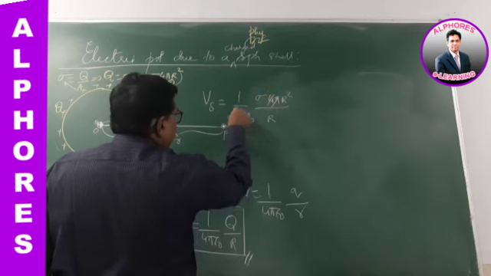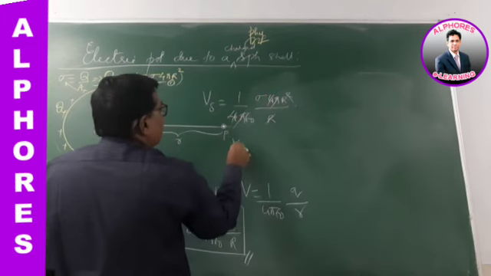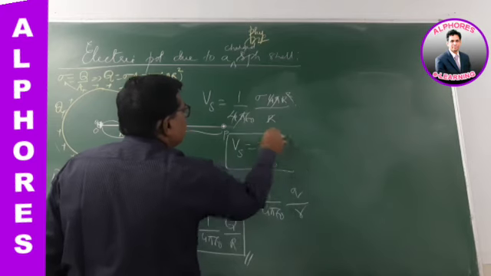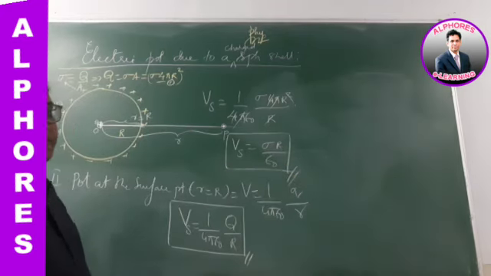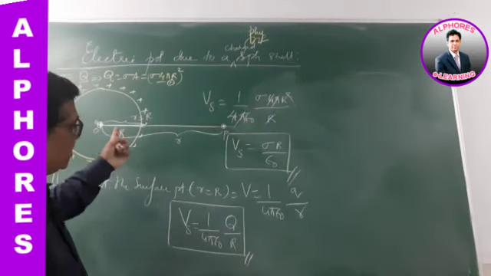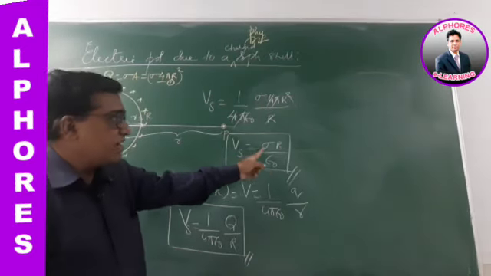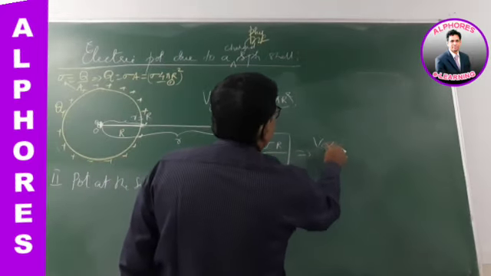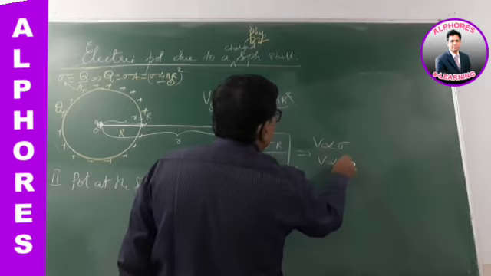Well, 4 pi cancel, r cancel. Potential on the surface is sigma capital R by epsilon naught. So the electric potential on the surface point of a hollow charged sphere is sigma capital R by epsilon naught. Here again, this potential is directly proportional to sigma, it is proportional to capital R.